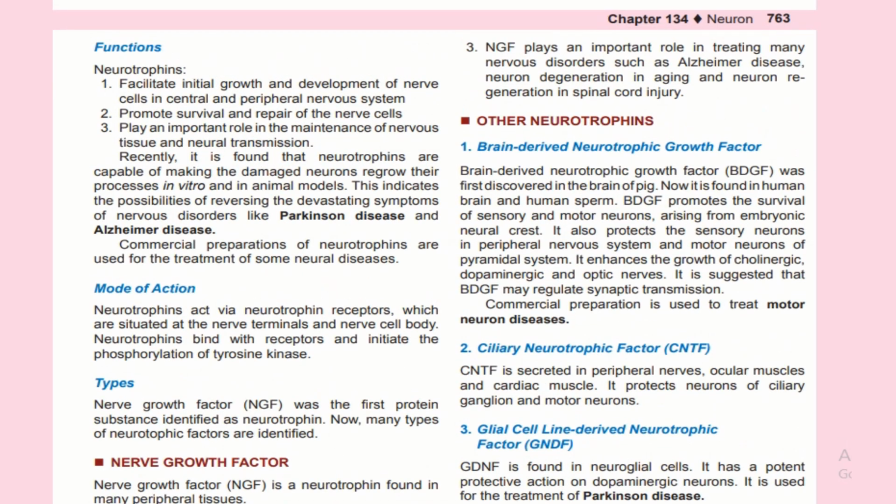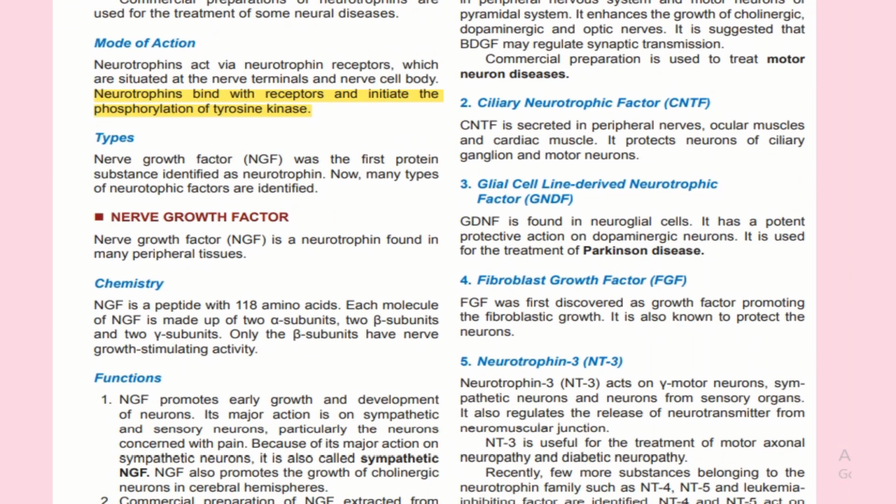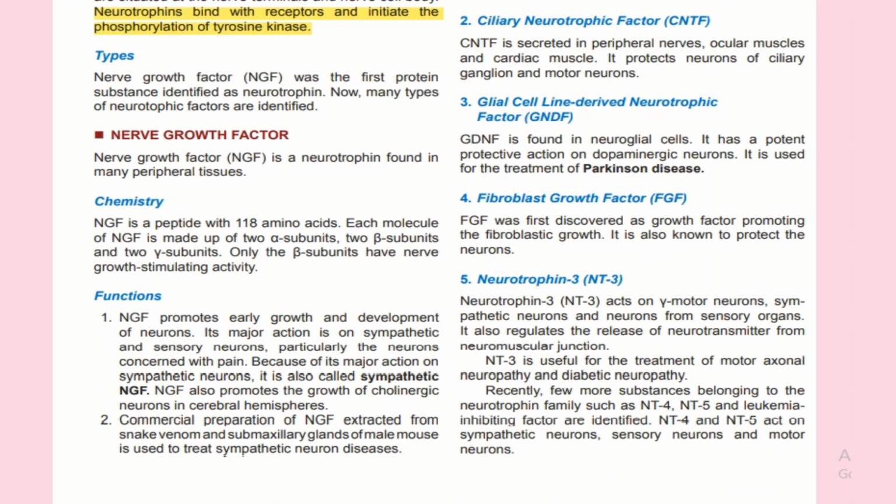What is the mode of function of neurotrophins? Neurotrophins act via the neurotrophin receptors, which are situated at the nerve terminal and the nerve cell body. Neurotrophin binds with the receptor and initiates the phosphorylation of the tyrosine kinase enzyme. Types of neurotrophins: NGF, nerve growth factor, was the first protein substance identified as a neurotrophin. Now many types of neurotrophic factors have been identified. Nerve growth factor is a neurotrophin found in many peripheral tissues.